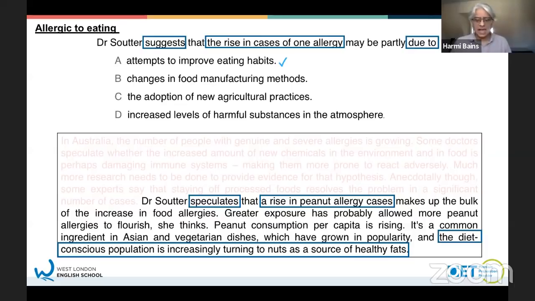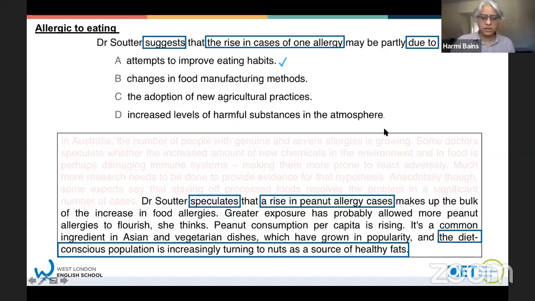But you can see here how you've had to infer. The writer didn't say in the paragraph that people are trying to improve their eating habits. They just say the diet conscious population are eating nuts because they're healthy. It's a similar kind of thing, and you can kind of see what the writer is trying to tell you. But it's not direct as well. And if you use inference, it can really help you.